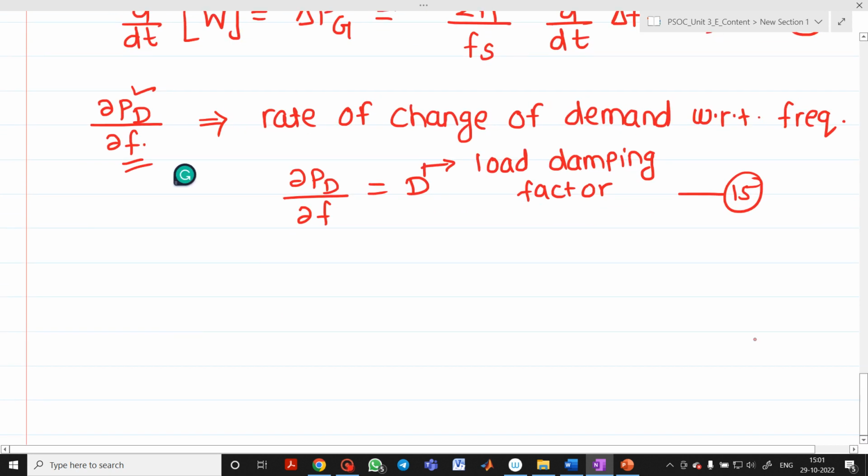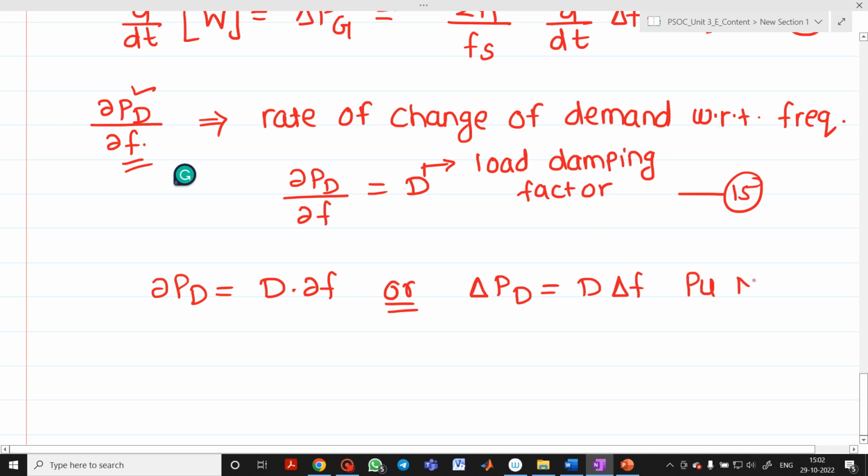Now the change in the load demand, so from this can I write like this? ΔPD will be equal to the change in load demand, which will be D into ΔF. Yes, I can write it like this. Or in other words, ΔPD will be equal to D into ΔF. It will be per unit, and megawatt will be there because we are talking about demanded power. So for all types of loads, it experiences a change in the power consumption with respect to frequency.